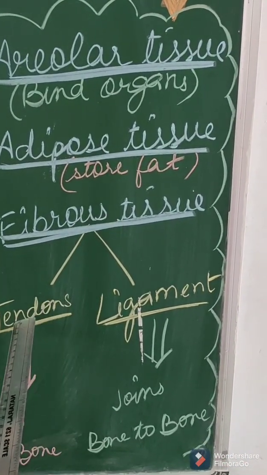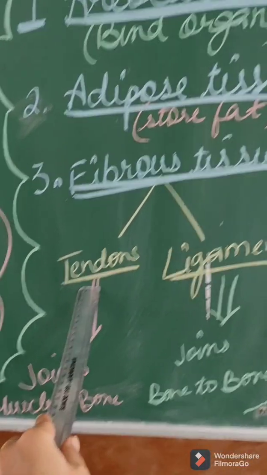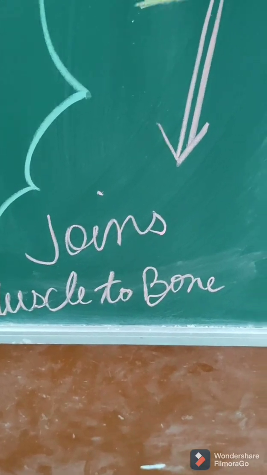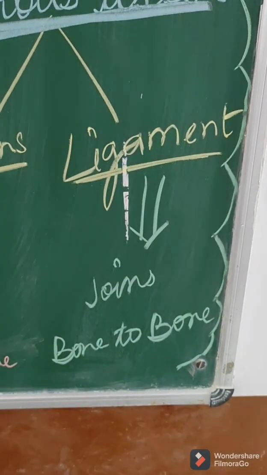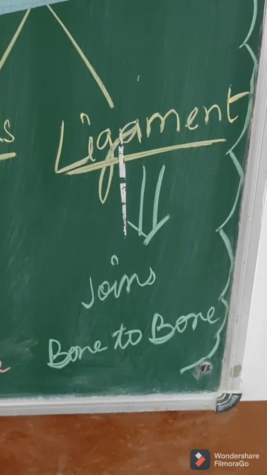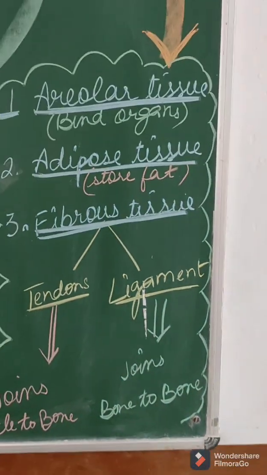Fibrous tissue has 2 types, tendons and ligaments. So tendons are made up of collagen fiber. Their function is to join muscle to the bone. Then we have ligament. This is made up of elastin fiber, and their function is to join one bone with another bone. So this was your connective tissue.